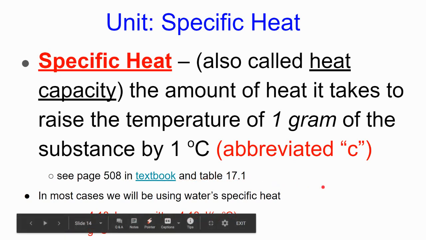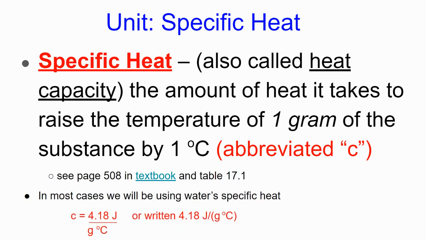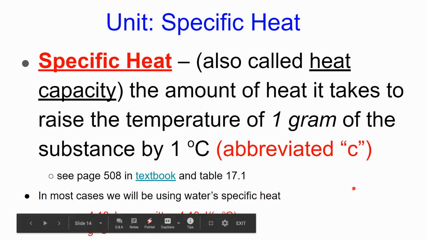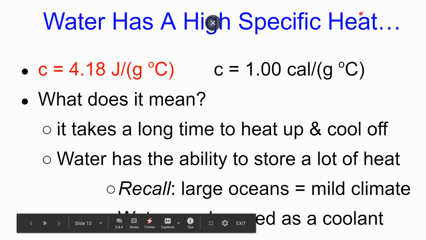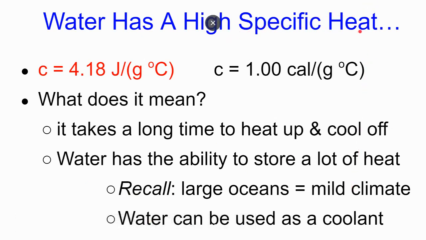In most cases, we'll be using water's specific heat. And on the bottom of the slide, you'll see the value for the specific heat of water. That's 4.18 joules per gram degrees Celsius. You'll probably want to memorize that one. So water has a really high specific heat. So this has a really huge value of a specific heat in comparison to the specific heat of other substances. And it's all based on the geometry and the bonds within the substance.